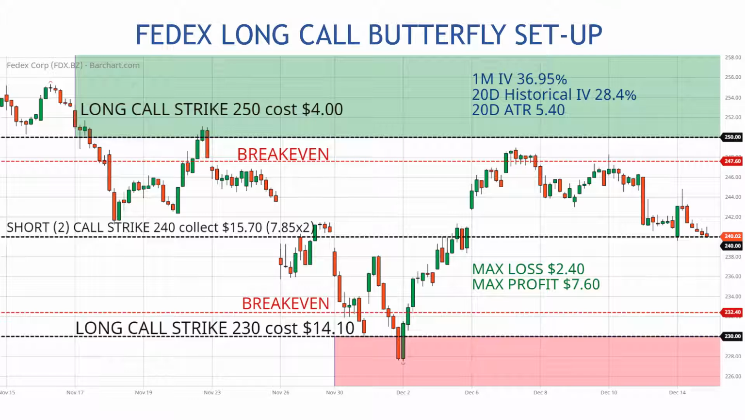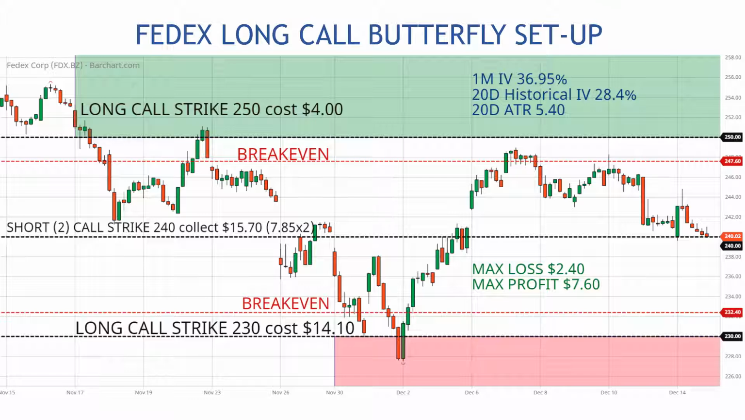Our maximum profit is going to be the wing differential, $10, minus our costs, $2.40. And so our maximum profit will be $7.60. This is exactly what we want to be looking for: a limited amount of risk versus a greater return. In this case, about 3 to 1.